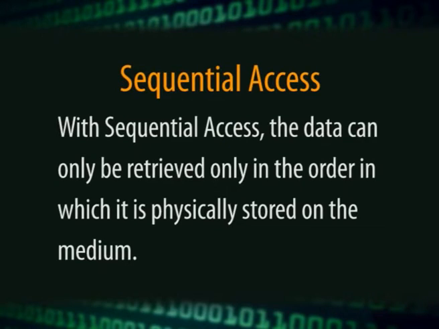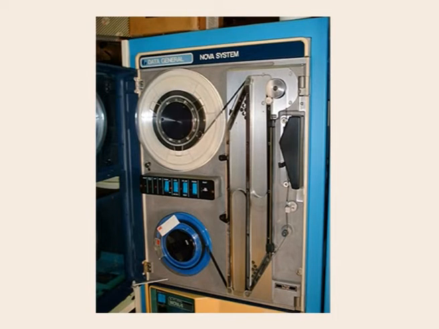Most PC storage devices which are in use these days, like hard disk drives, floppy disk drives, CD and DVD drives, are random access devices. With sequential access, the other access method as I described earlier, the data can only be retrieved in the order in which it is physically stored on the medium. An example of such a storage device with sequential access is a tape drive.